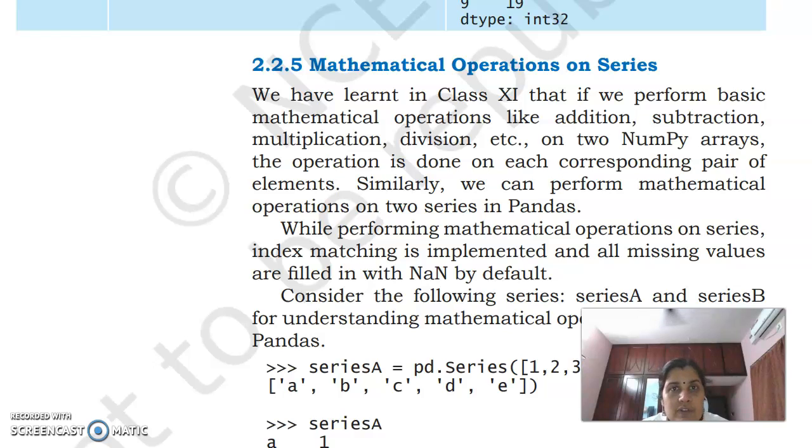That means, suppose in the first series the zeroth index element is 5 and in the second series the zeroth element is 2, then the addition operation will give the result 7, because the addition is performed by adding the corresponding pair of elements. So adding corresponding pairs means same position elements are added, in addition or subtraction, in all operations.